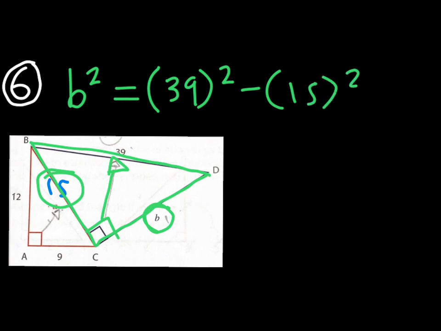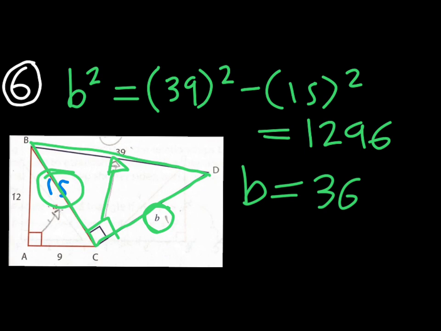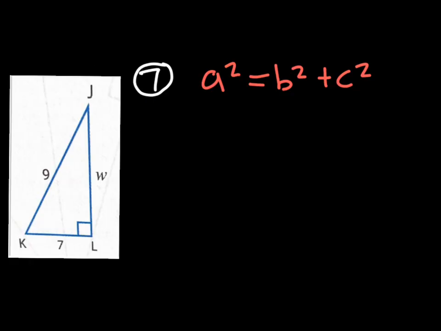We square that and we get that equals 1296. So we square root that and we get that B equals 36. And once again we can say that that is units. Lastly, we have question 7, and we can see that our missing side is not the hypotenuse.